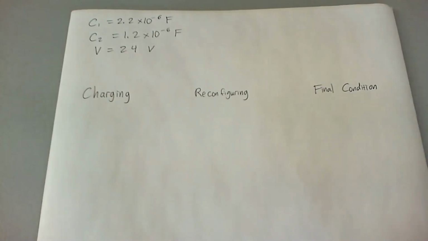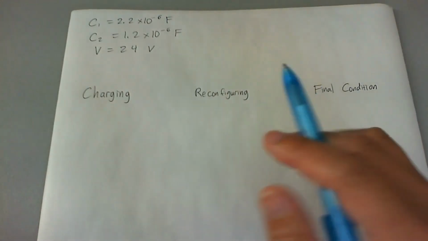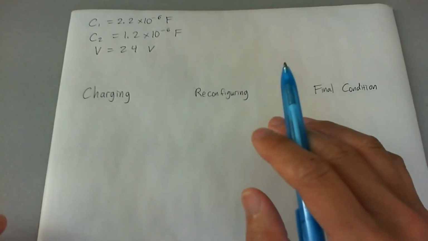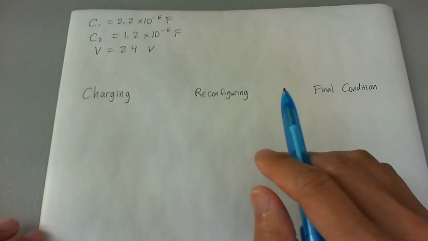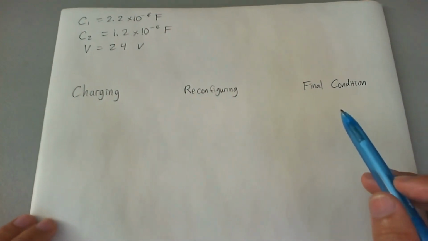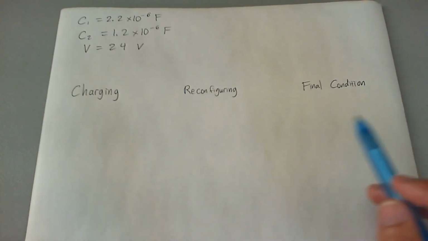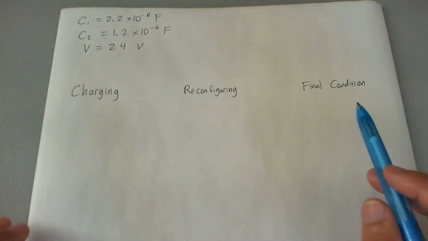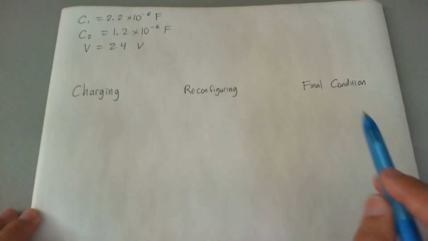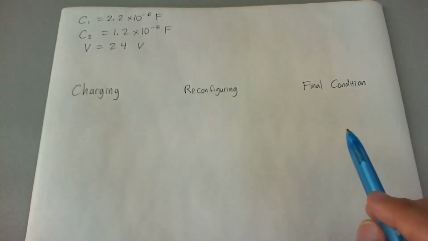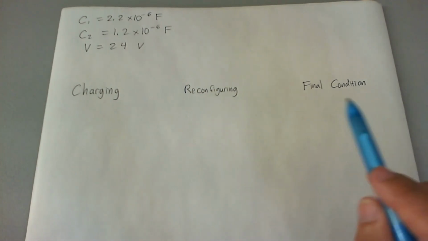1. And no time has passed. You just reconfigure and stop the clock right when you make the connection so that no charges are able to redistribute. And then the final condition, where after a certain amount of time goes by, charges redistribute and reach a temporary equilibrium. That's going to be called the final condition.